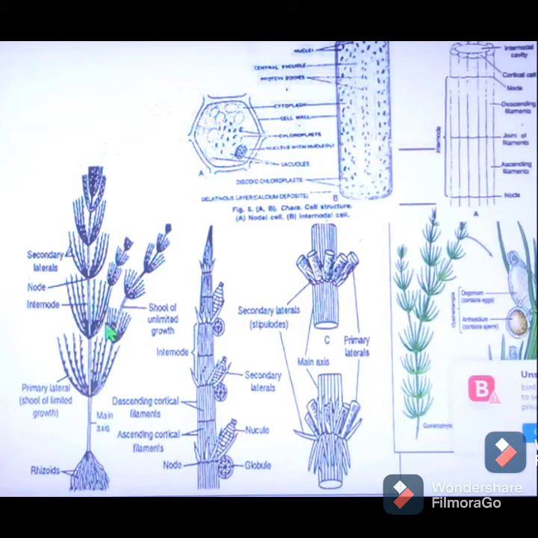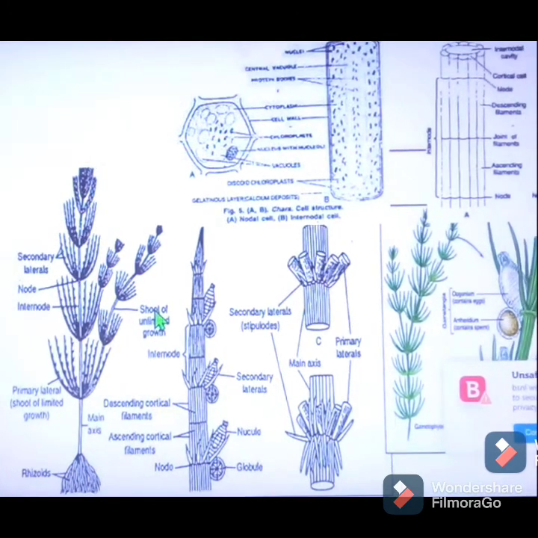Now the internodes of these branches, they are shorter than the main axis. You can see here these branches. This is the main axis, and these are the branches. So you can see these branches are much shorter as compared to the main axis. And at the nodes of these branches are present unicellular secondary laterals, or the stipulodes.